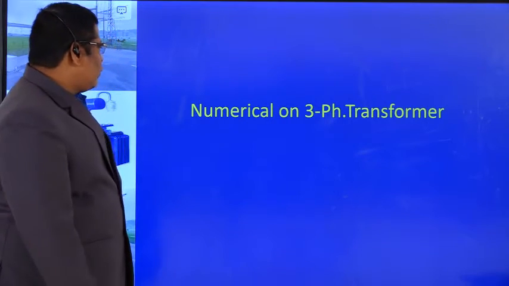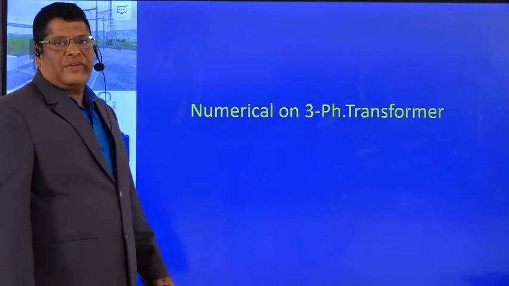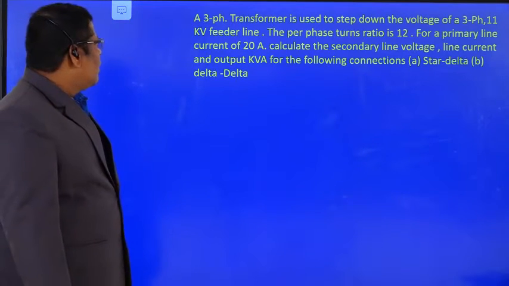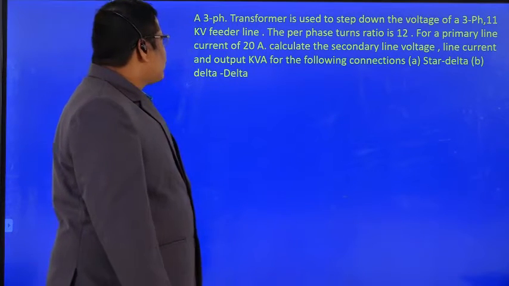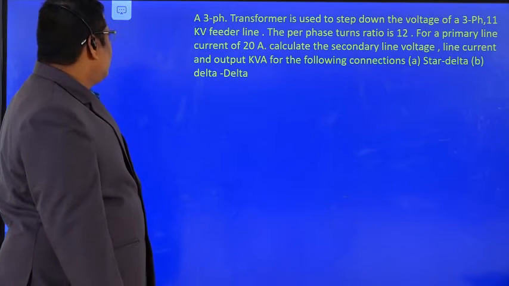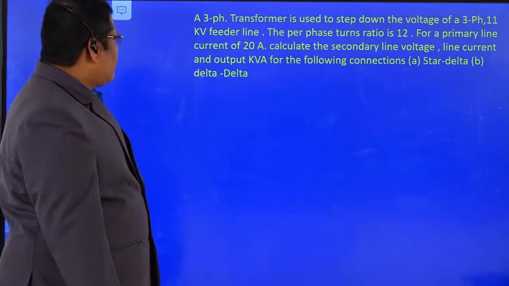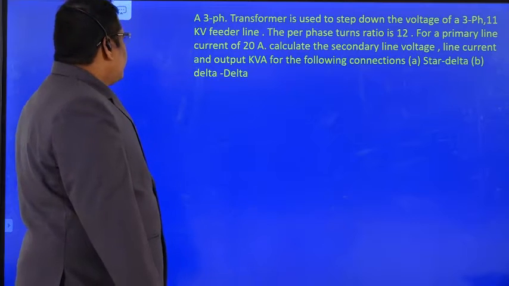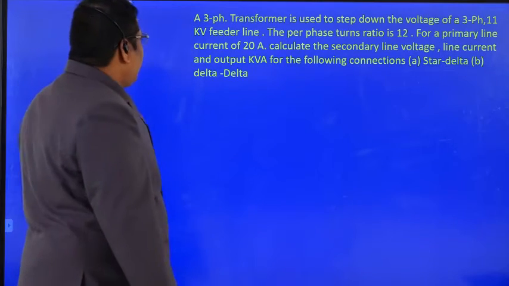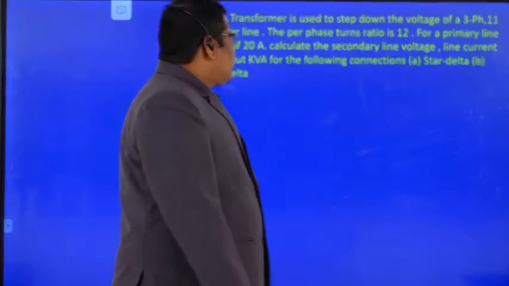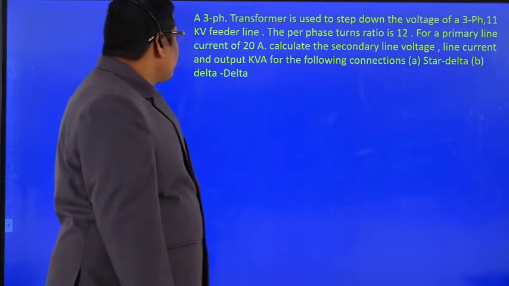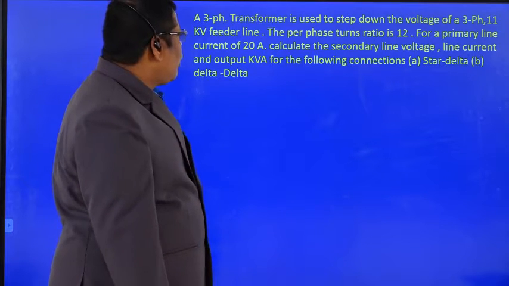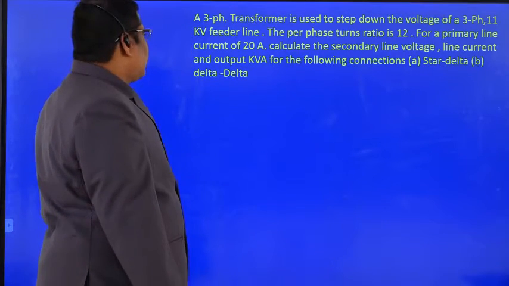So in this class we are going to solve some problems on the three-phase transformer. A three-phase transformer is used to step down the voltage of a three-phase 11 kV feeder line. The per phase turns ratio is 12. For a primary line current of 20 amperes, calculate the secondary line voltage, line current, and output kVA for the following connections: star-delta and delta-star.